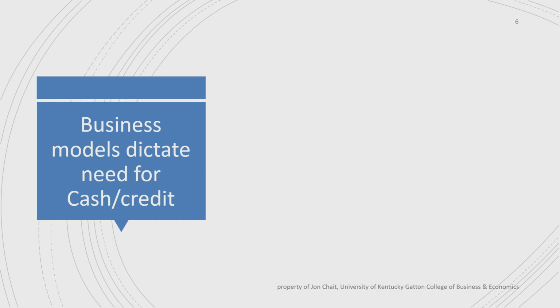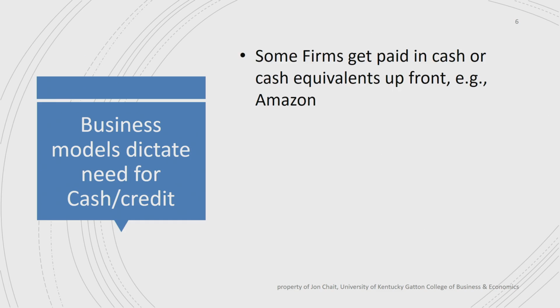Business models dictate the need for cash. Some firms have a business model where they get paid in cash or cash equivalents up front, meaning before they supply the service. A good example is Amazon. If you go onto the famous website, Amazon.com, and attempt to buy anything, you have to put in your credit card, and essentially Amazon gets paid immediately. So that changes their need for cash.